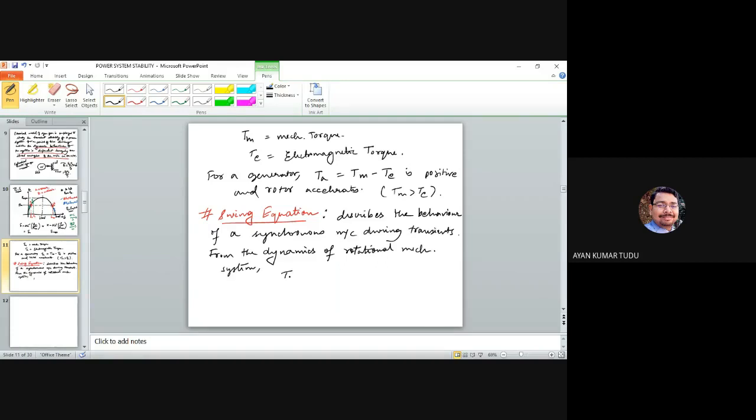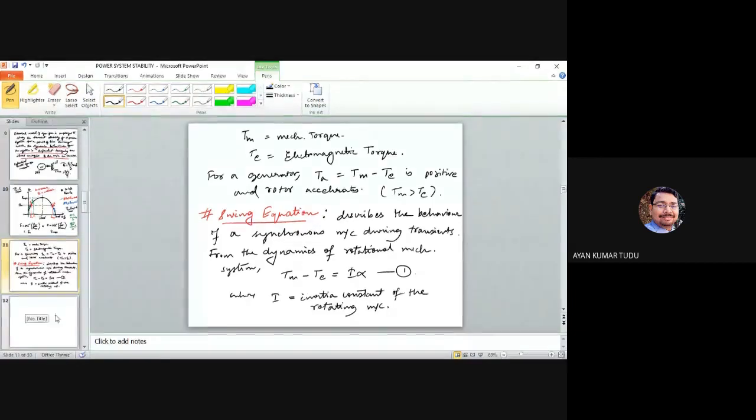Okay, what we can write? We can write Tm minus Te equal to I into alpha. Let this be our equation 1. What is I? I is known as our inertia constant, where I is the inertia constant of the rotating machine. Obviously, that would be in kg meter square.